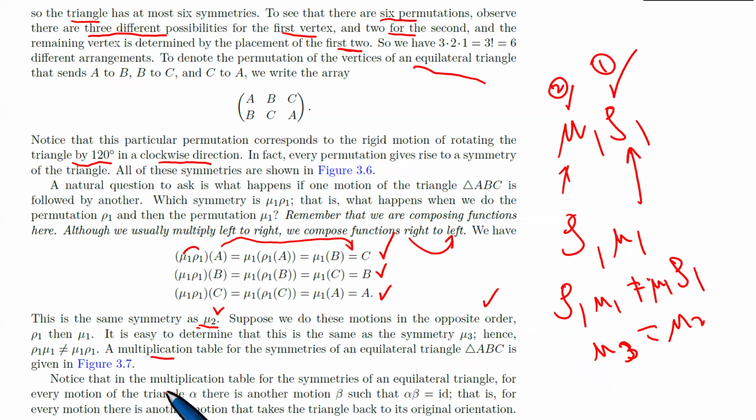Notice that in the multiplication table for the symmetries of an equilateral triangle, for every motion of the triangle alpha, there is another motion beta such that alpha beta is the identity. That is, for every motion there is another motion that takes the triangle back to its original orientation. And that obviously becomes the inverse.